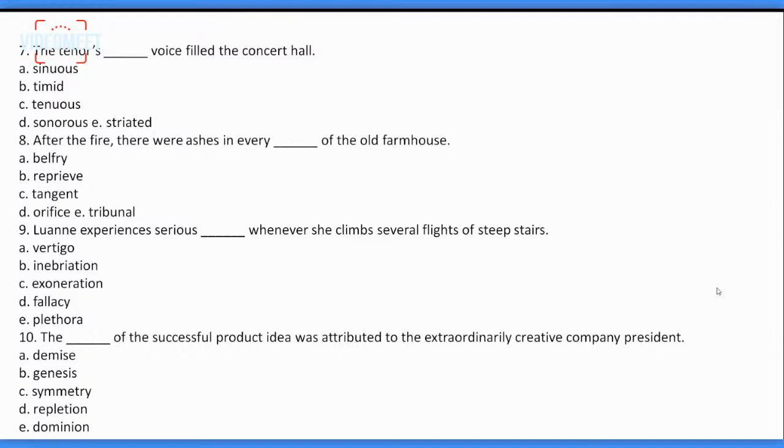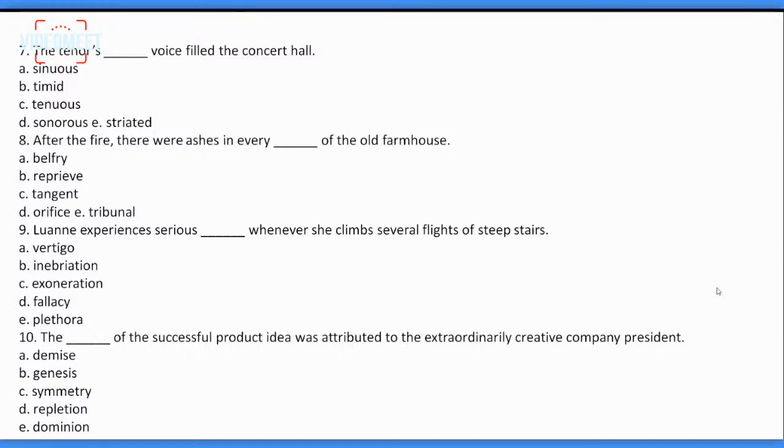Ninth question. Luan experiences serious dash whenever she climbs several flights of steep stairs. Now we are going to underline or understand the keywords here. Experiences serious. So something very serious happens when she climbs several flights. Flights, that means height. हम ऊपर जा रहे हैं, so we are ascending something. So we're talking about a fear or a problem related to heights of steep stairs. So maybe there are pretty old stairs, or maybe there are a lot of stairs, so steep stairs, right?